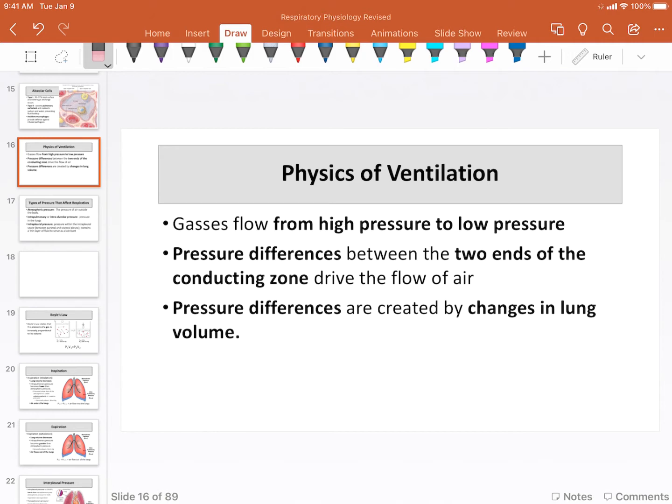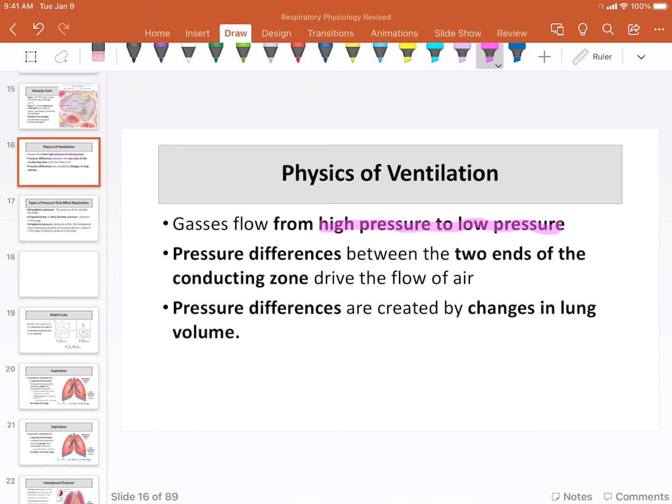Gas is a fluid, and like all fluids, it's going to flow from high pressure to low pressure. High pressure to low pressure. You can compare gas to water mentally. Their physics are slightly different. Both water and gas are fluids, but water is also classified as a liquid.